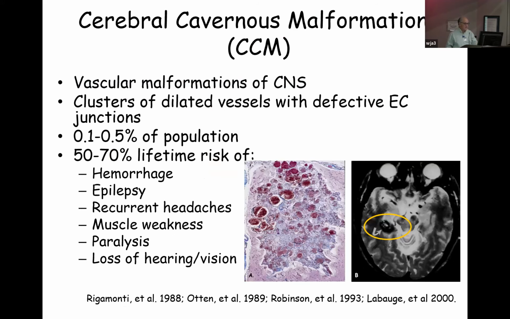cerebral cavernous malformation. So these are vascular malformations in the CNS. They turn out to be clusters of dilated vessels, and they have defective endothelial cell junctions. And they're actually quite common on autopsy review. People may have one or a few of these, but they have a lifetime risk of hemorrhage, epilepsy, and other neurological outcomes because of that leaky barrier. This is a pathology slide, and you can see what's called the mulberry appearance, as my neurosurgery colleagues call it. They say it's like a mulberry for two reasons. One is because you see the little encapsulated vessels, but the other point is that they're very leaky. And if you surgically remove that, you can see that they're very sensitive to breakage. And they show up on MRI.